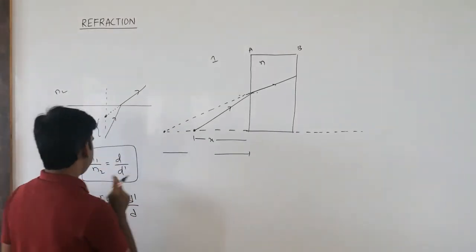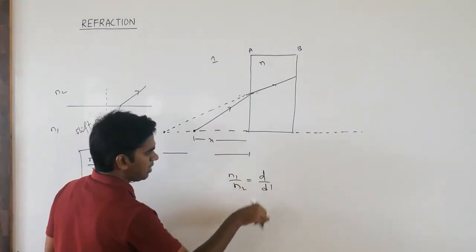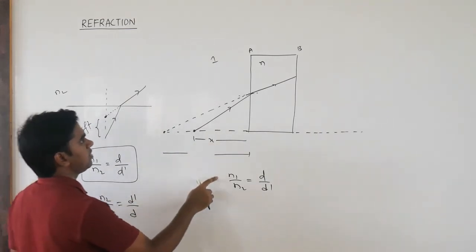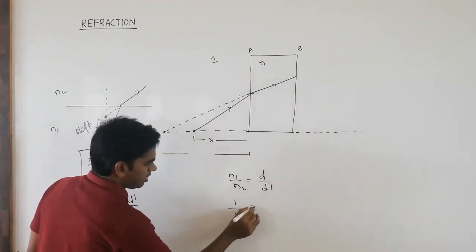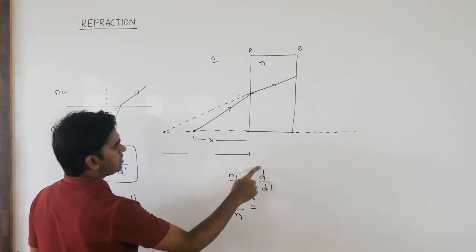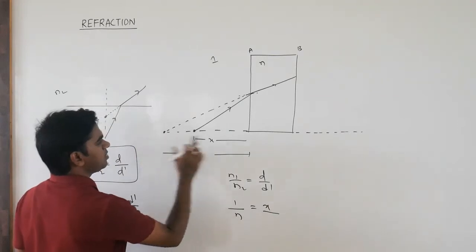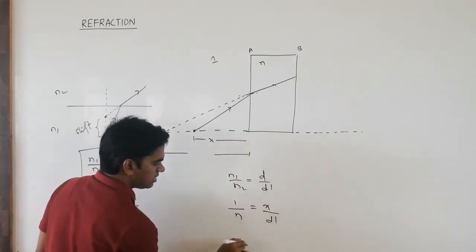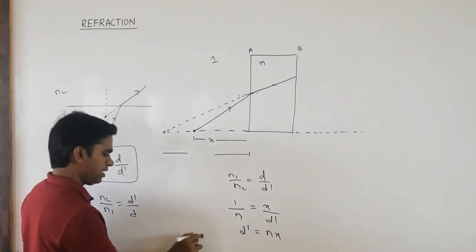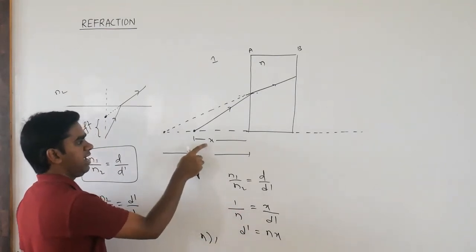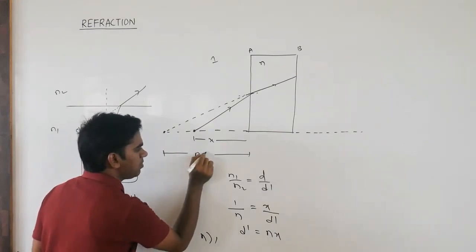How can we calculate it? Use the same formula, n1 by n2 equals d divided by d dash. What is n1? n1 is air, so take it as 1. n2 is the refractive index n. d is the real depth, that is x, divided by d dash, the apparent distance, which is what we want. So d dash equals n into x. We know that n is always greater than 1, so nx is always greater than x, which is why we get the object here. So from here to here the object distance becomes nx.